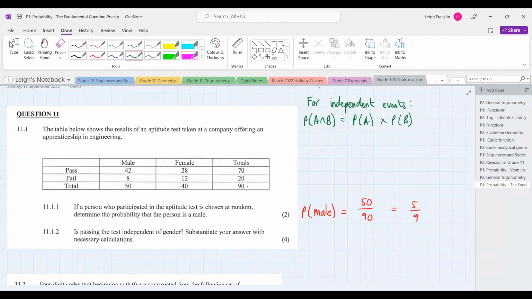So in this case over here, we do not know because they've said to us, is passing the test independent of gender? So what we have to do is we have to work the left-hand side and the right-hand side separately from one another. So in other words, we'll set it out like this. We'll work out the probability of someone, and now we've got a choice here, okay? Because there are 4 things that we can look at. Either we can look at male and pass, or female and pass, or we can look at male and fail, or female and fail.